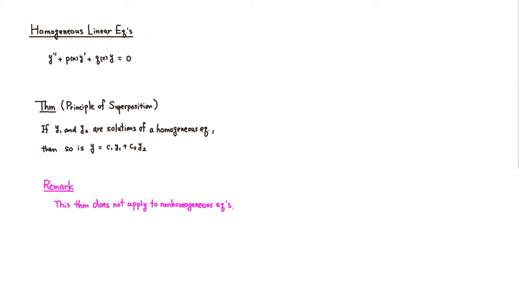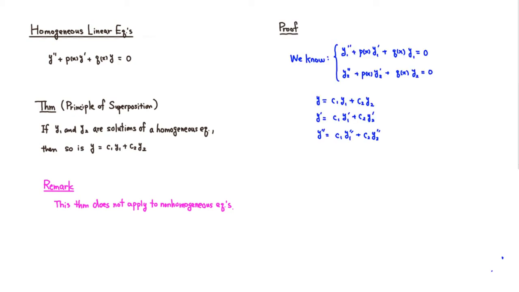The proof is actually pretty straightforward. Let's go through this. Here is the proof. Since y1 and y2 are the solutions of a homogeneous equation, y1 and y2 of course satisfy the original differential equation. So we have those two equations. Let's look at the linear combination of those two. I'm going to call that y.